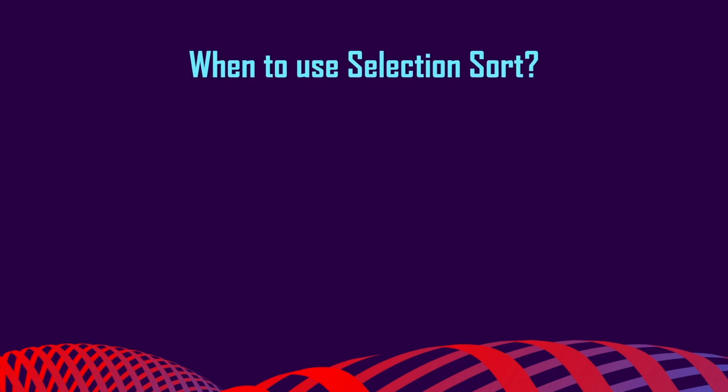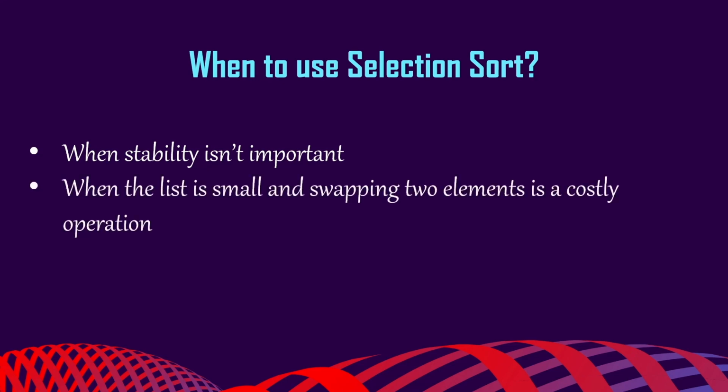Let's know when we can actually use the selection sort algorithm. So when stability is not important. Stability is when any two equal elements in the original and sorted list remain in the same order. So this is not at all required here. When the list is small and swapping two elements is a costly operation, and when the memory space is limited. So under all these circumstances, you can apply the selection sort algorithm.